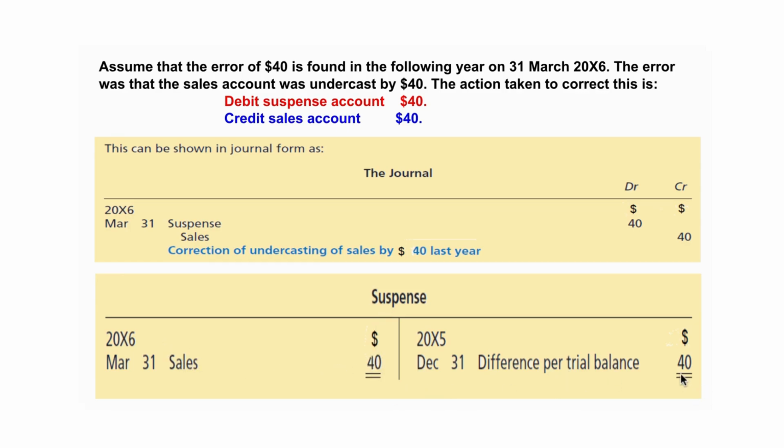If both the debit side and credit side of the suspense account are equal, it means all the errors have been found out. If it is not equal, it means still some errors have to be found out.